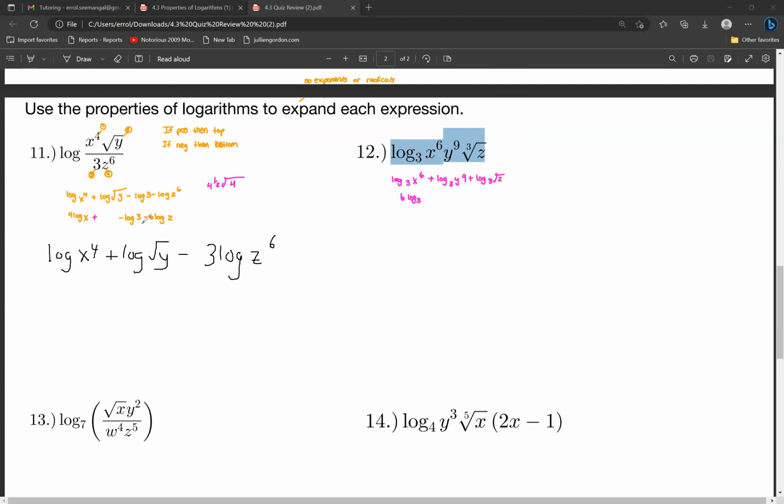So we use the properties of logs to expand each. These two are multiplication because of the addition, and then this is your subtraction, so that's division. Now you can go one step further. Put the 4 in the front here, put the half in the front here, and I believe you can put the 6 in the front here.